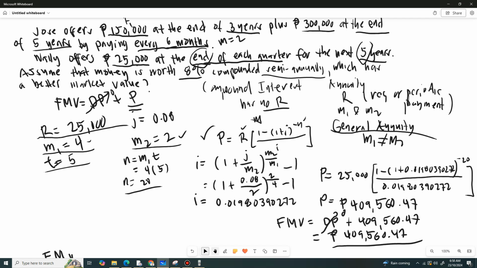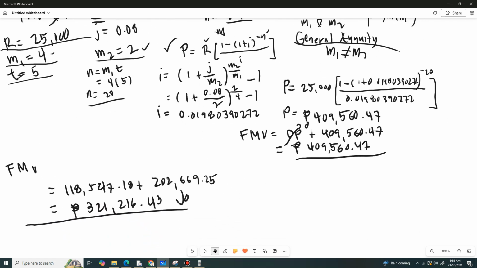Now we are going to compare this to Jose's offer. So, who has the better offer? Therefore, Wally's offer has the higher market value, or better market value, than Jose's offer.